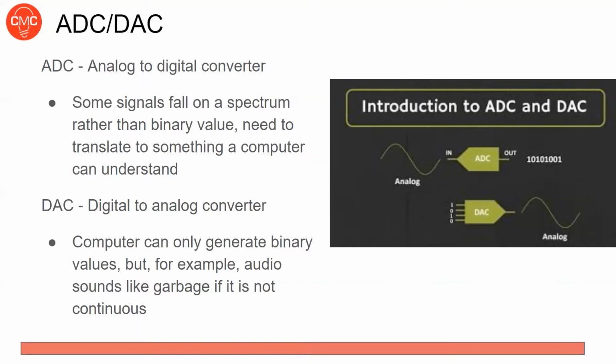A computer can only generate binary values, but if you want, for example, audio, it's going to sound like complete garbage if you just have bits. So you're going to want to convert that into a smooth signal to output into a nicer sound, for example.